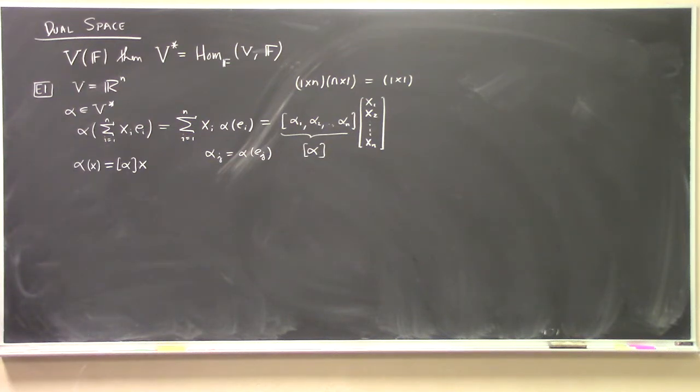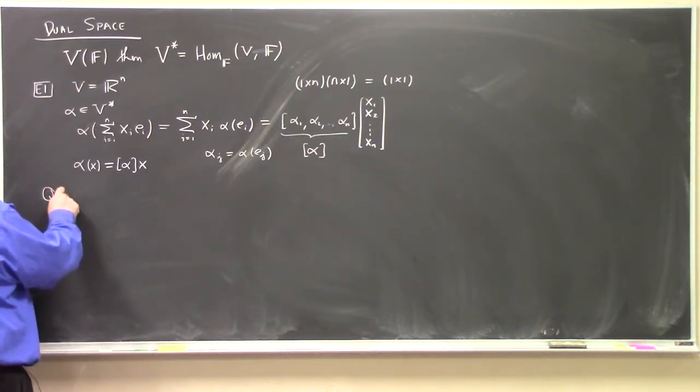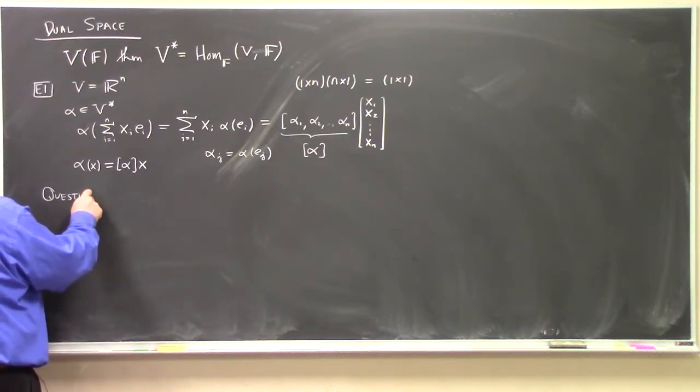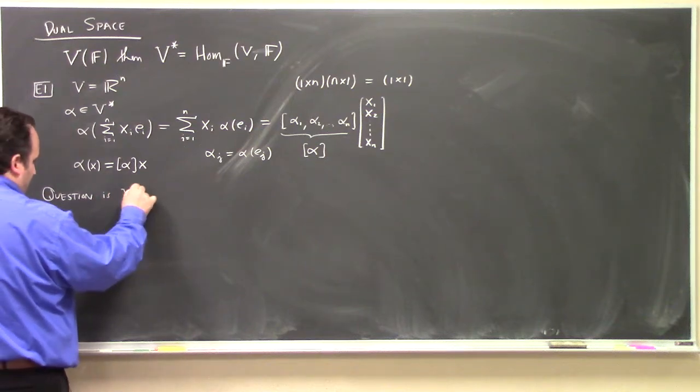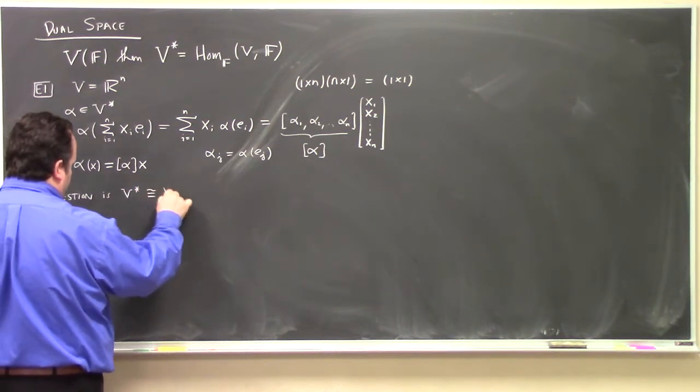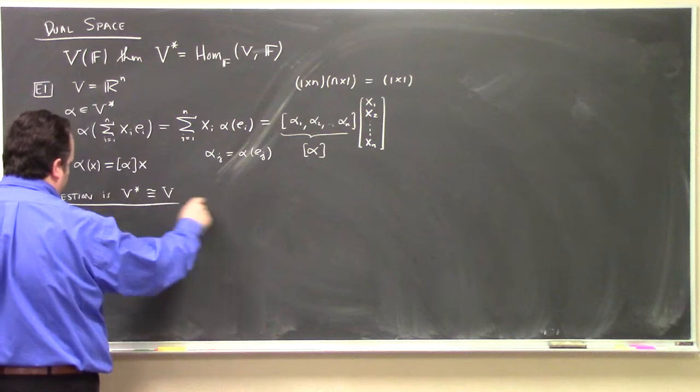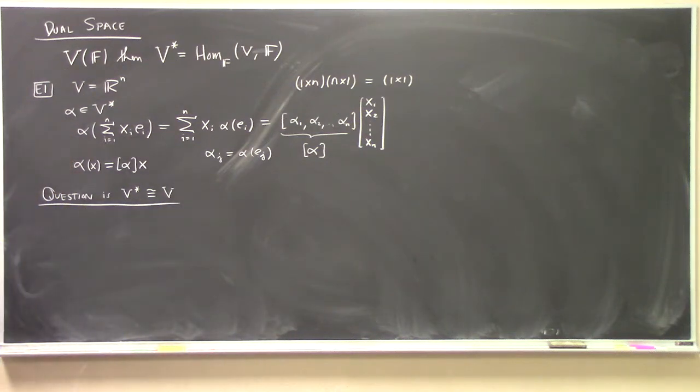So, is the dual space isomorphic to the vector space? You say no? Yeah, so you're asking if there are as many linear transformations as there are vectors in the span. Right.